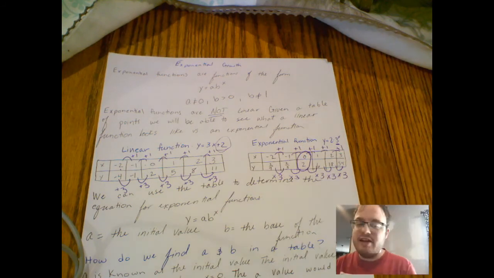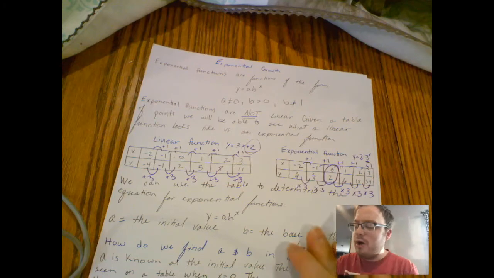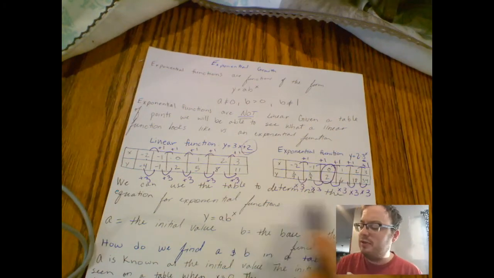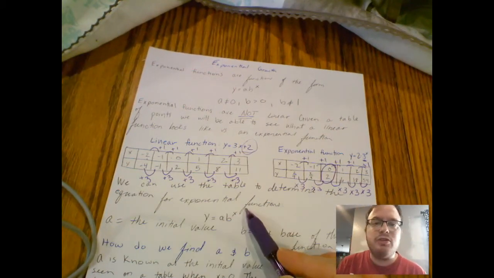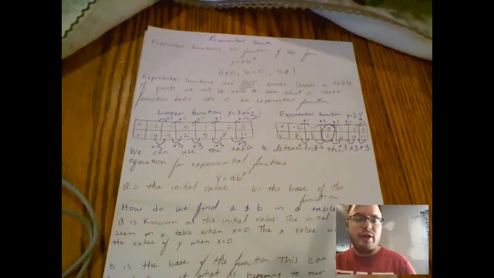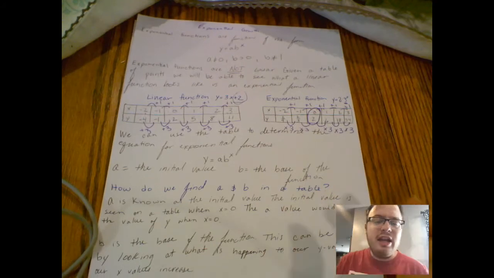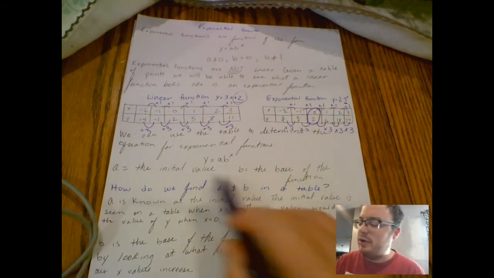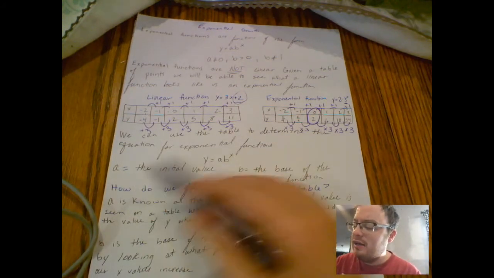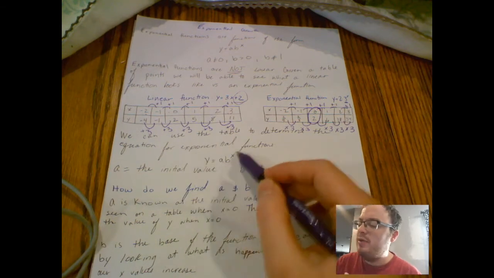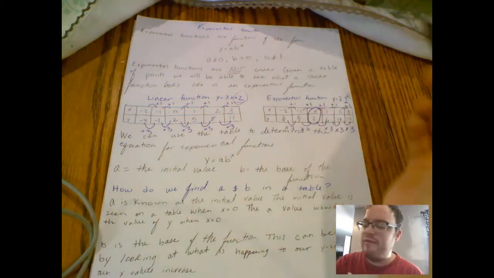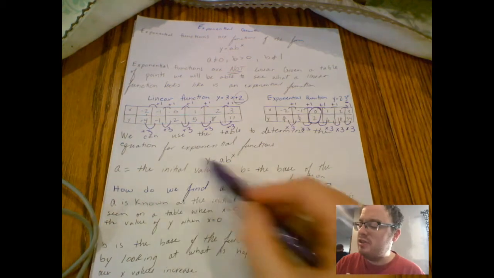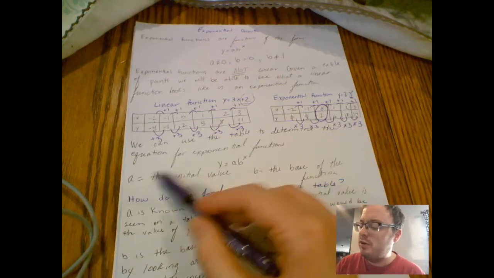And so I've already kind of answered the next part and said, okay, well, we can use this table to determine the equation of an exponential function. We can do that. So I want to give some background information first and say, okay, well, a in this equation, y is equal to ab to the x, or the exponential equation we had from the top, a is the initial value. A is the starting point.